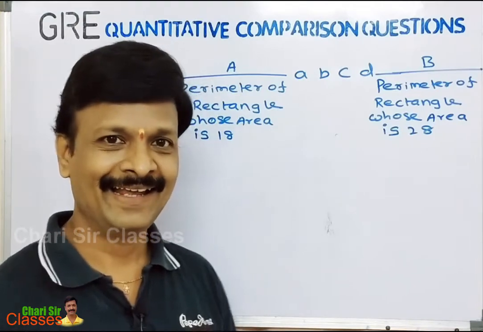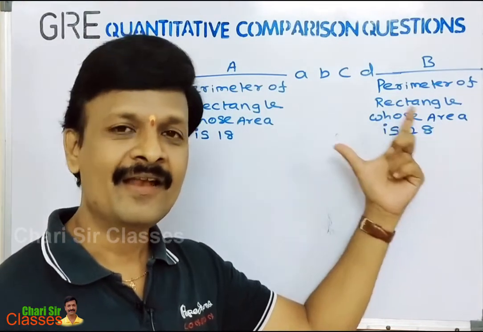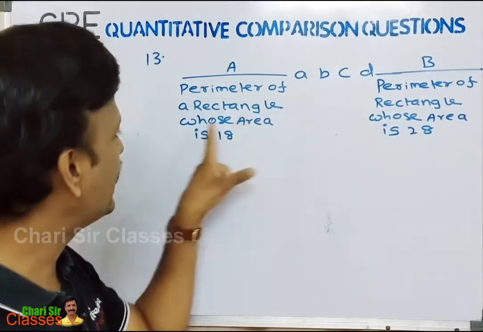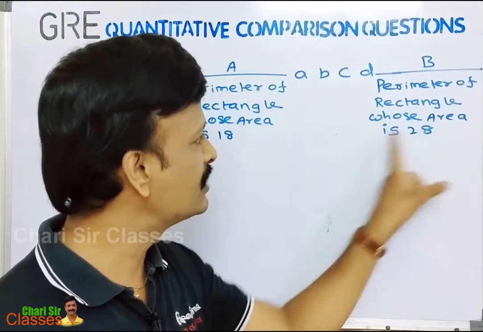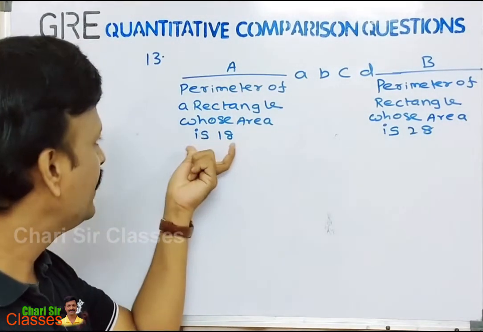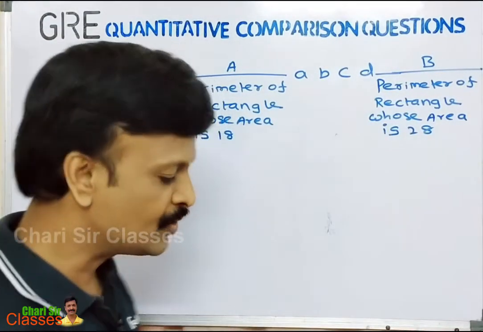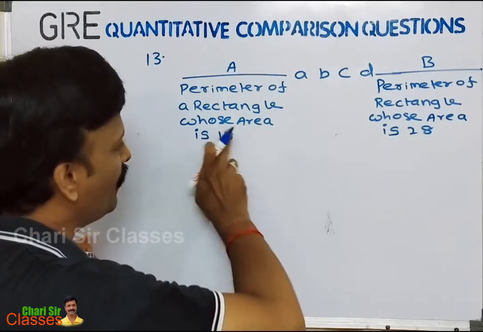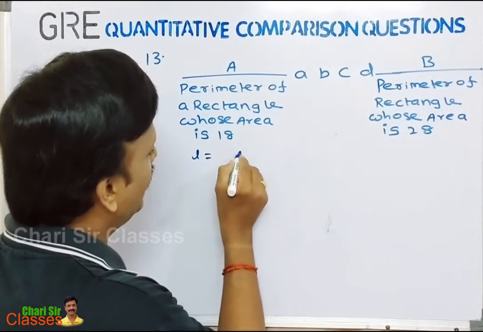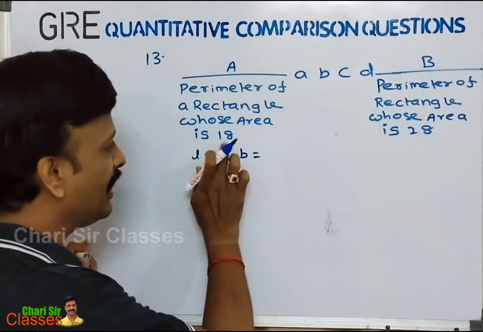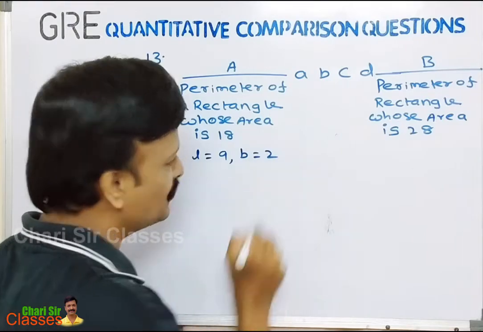Question number 13. Here, no information. Quantity A is given with information and quantity B is given with the information. Now let's see the information. Perimeter of a rectangle whose area is 18, and quantity B, perimeter of a rectangle whose area is 28. In both the figures area is given, asking perimeter. So area of rectangle is 18, means what are all the length and breadth possibilities? L equals to and B equals to. To get L into B value 18, we can take 9 length, breadth is 2.